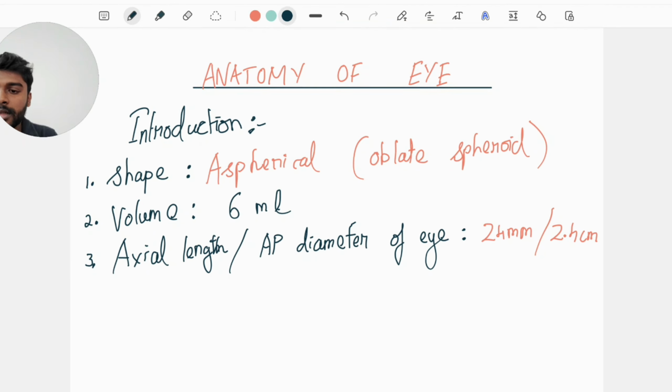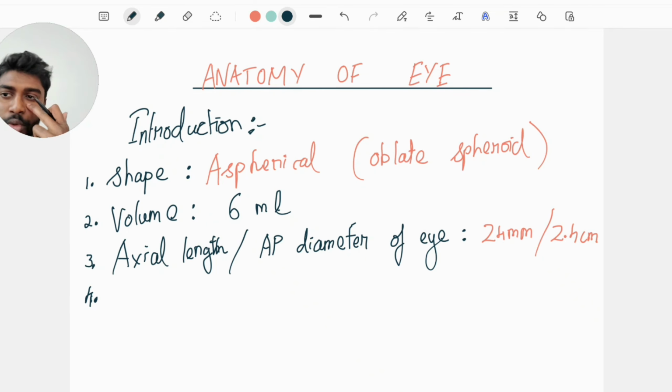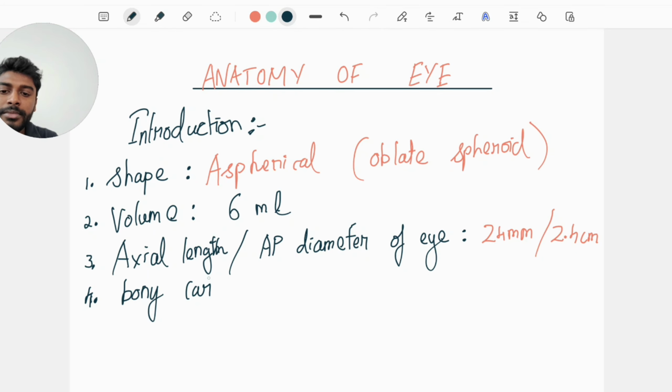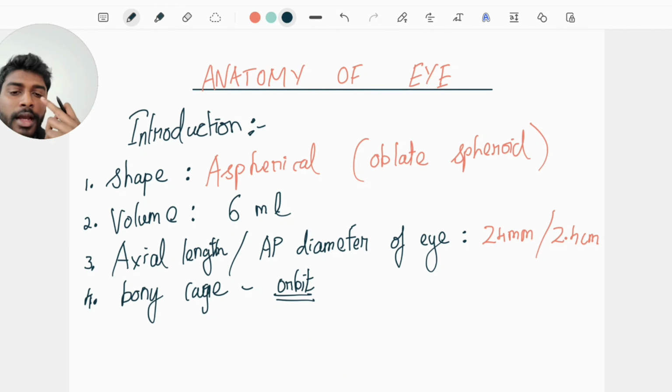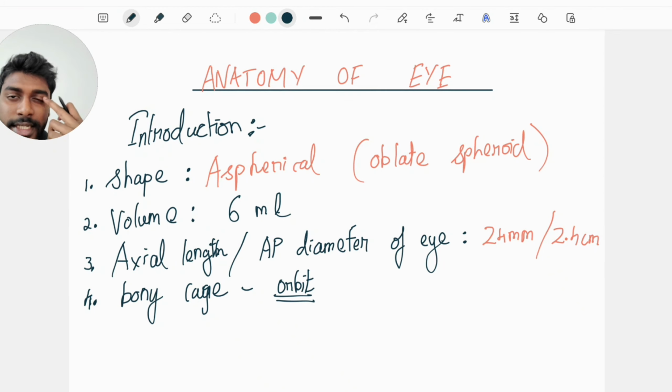The fourth one is our eye. The eye is protected by the bony cage. This is the eye, surrounded by the bony cage. The bony cage is called the orbit. What is the orbit composed of? This is the roof and this is the floor, and this is the lateral side, and this is the medial side. This is the bony cage, and inside it there is the eyeball. The bony cage is protecting our eyeball.